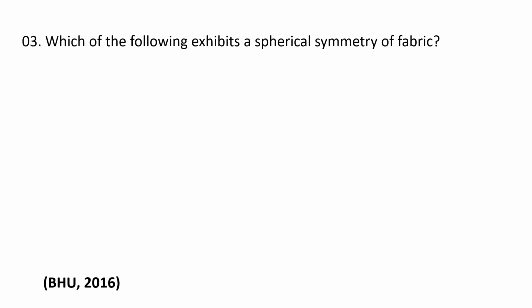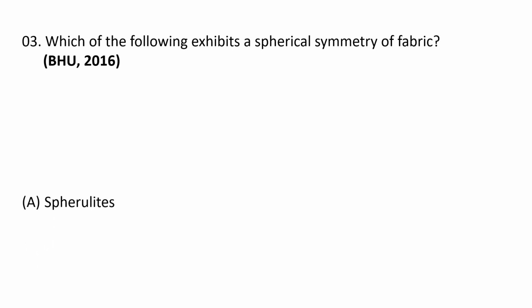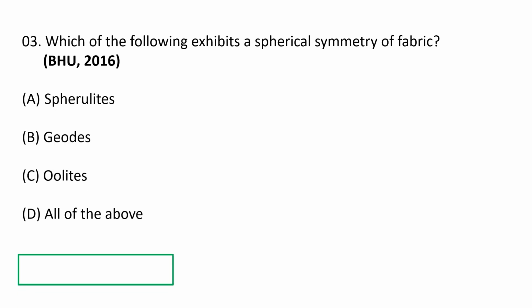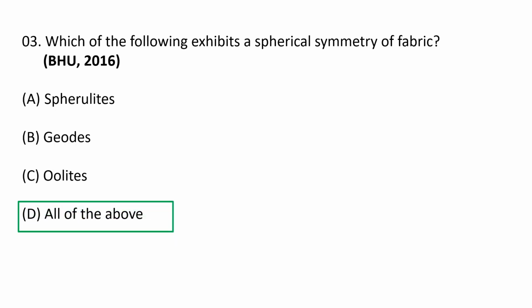Next question. Which of the following exhibits a spherical symmetry of fabric? A. Spherulites, B. Geodes, C. Oolites, D. All of the above. So the correct option is D, all of the above. Spherulites, geodes and oolites all exhibit spherical symmetry of fabric.